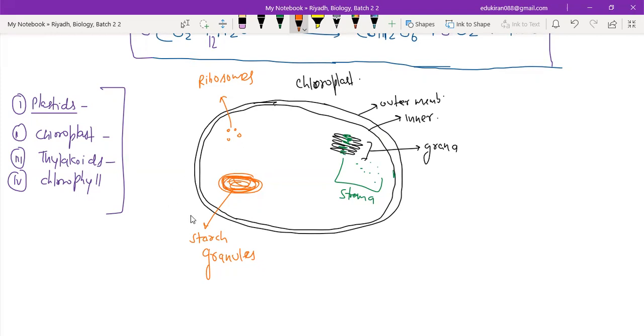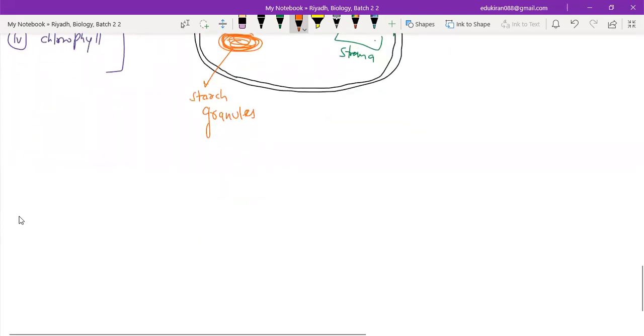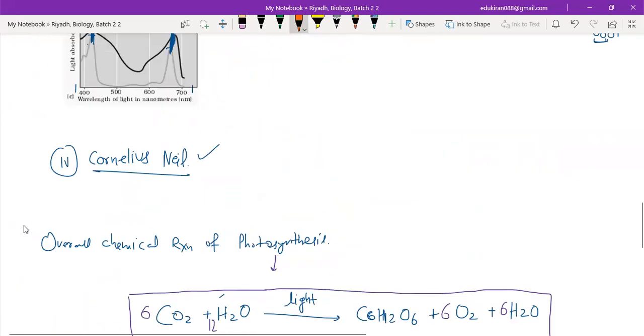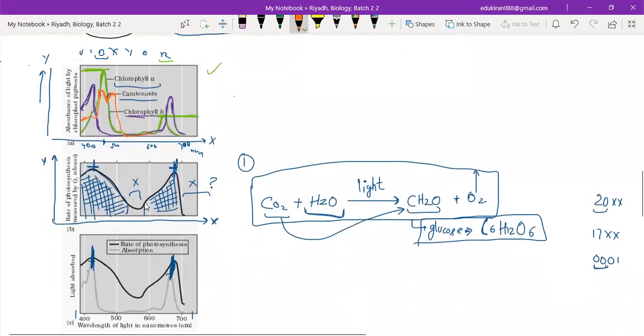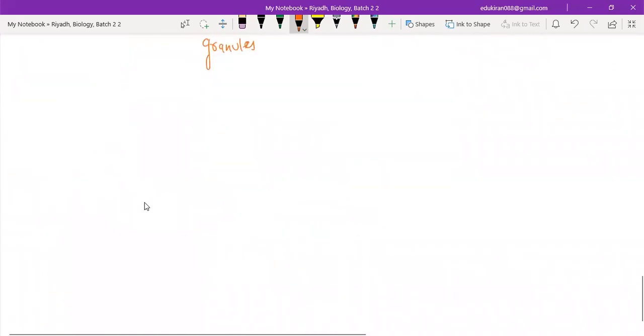So I hope this is clear, and let's write something about the pigments first, which comes in entrance. I have already told you about this, so all this graph you have understood. Let me just make you write certain things. Write down chlorophyll A. First, about chlorophyll A.